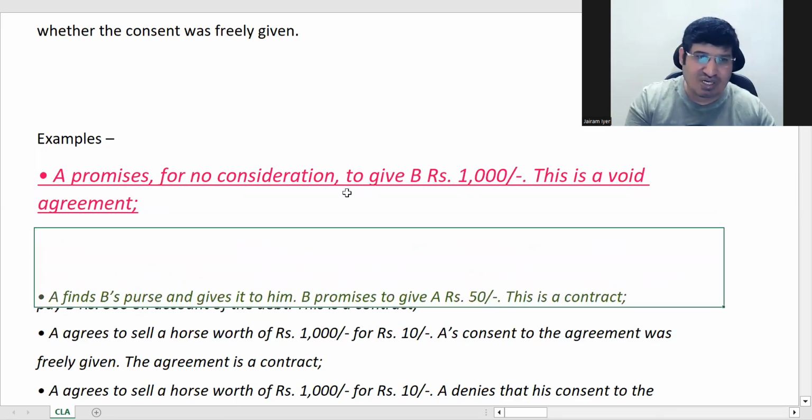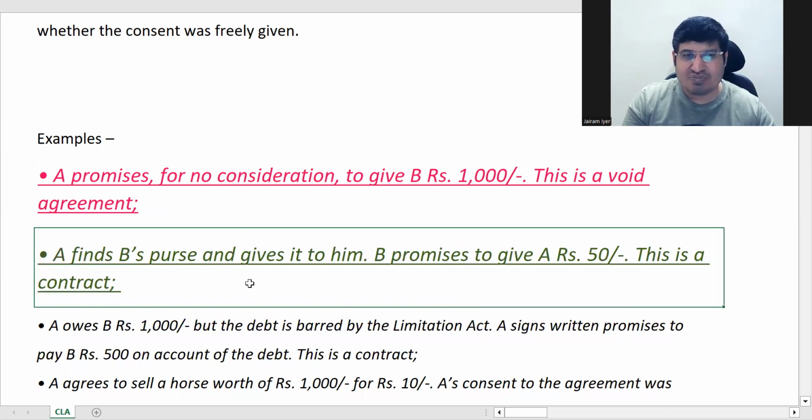Now, let's see the next one. A finds B's purse and gives it to him. B promises to give A 50. This is a contract. He has done something for him, right? Has found his purse. So it is a contract.